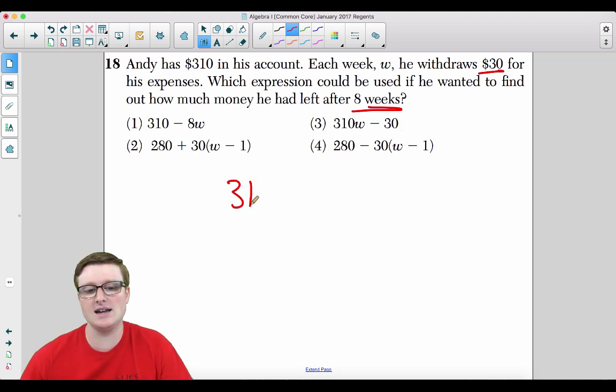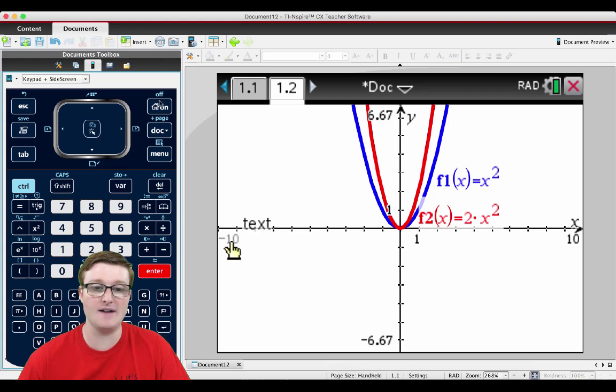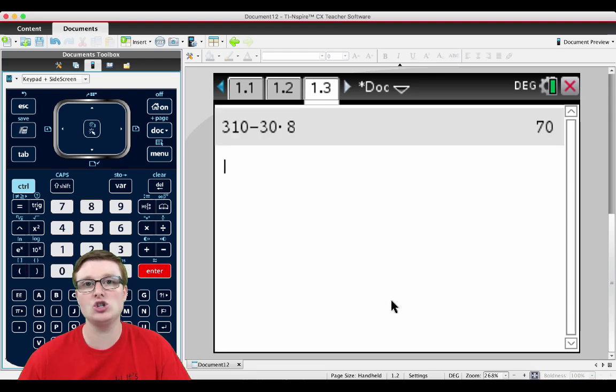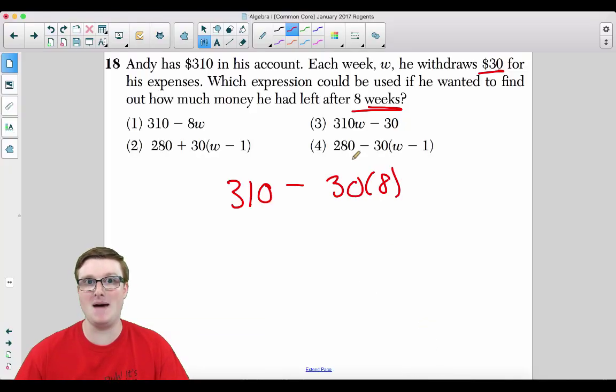If he has $310 in his account, he's subtracting $30 in 8 weeks. So let's figure out how much money he has after 8 weeks. $310 minus a $30 withdrawal for 8 weeks. He should have $70 left in his bank account. So if you want to plug in the number 8, which one would result in the number 70?